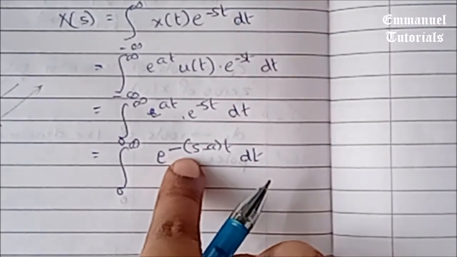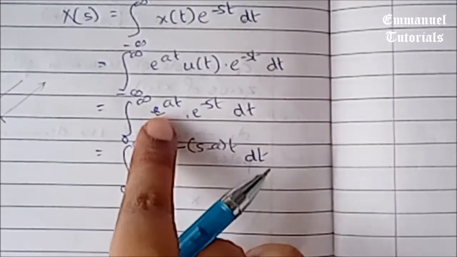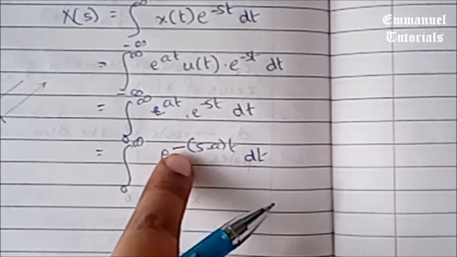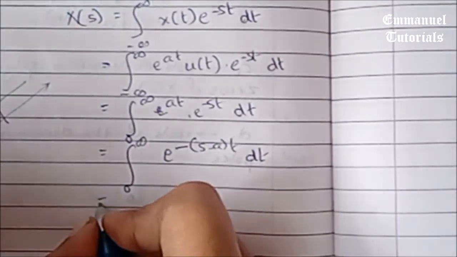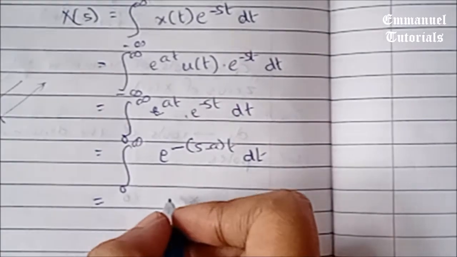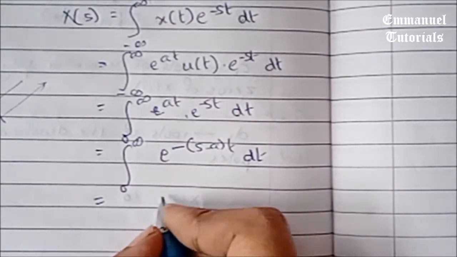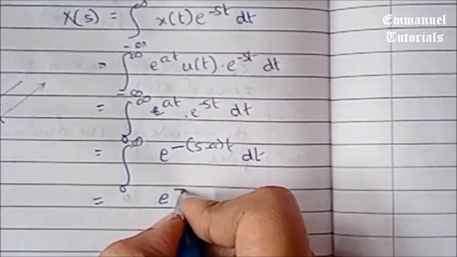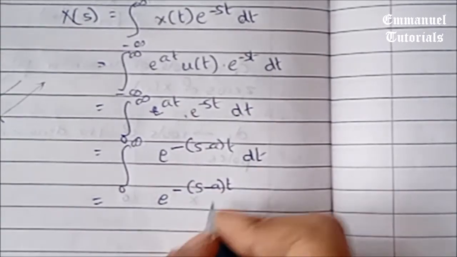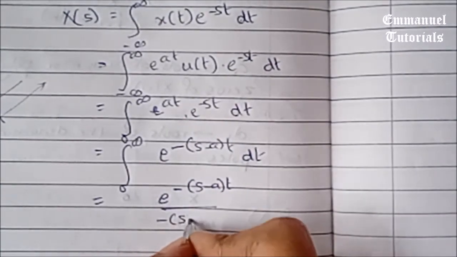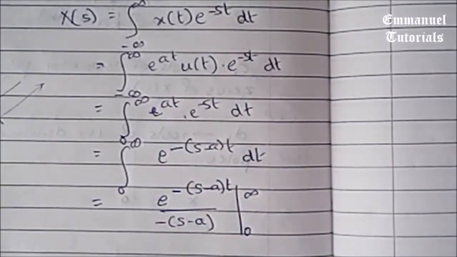I hope you understood how we have got this, because I have just taken minus common and s inside, and a will become minus when it is inside the bracket with minus outside. So now to solve the integral, we know that integration of e raised to t is e raised to t. So integration of e raised to at is e raised to at upon a. So it will be e raised to minus s minus a t upon minus s minus a, and this will be from 0 to infinity.